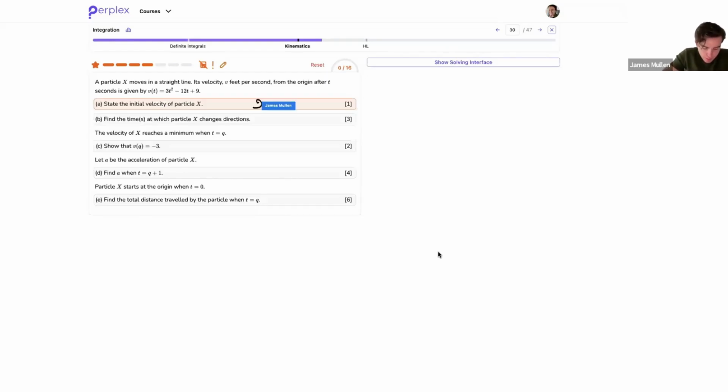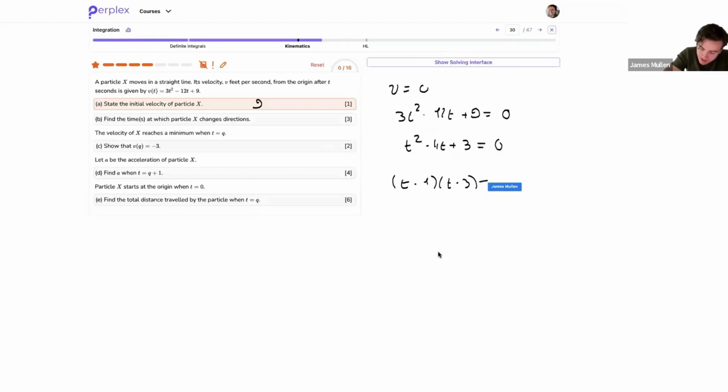Okay, now in part B, I'm trying to find the times at which the particle x changes direction. The particle changes direction when v is equal to 0. In other words, 3t squared minus 12t plus 9 equals 0. So t squared minus 4t plus 3 equals 0. I can factor that by inspection. It's (t minus 1)(t minus 3) equals 0. So the times are t equals 1 second and 3 seconds. Okay, those are my times.